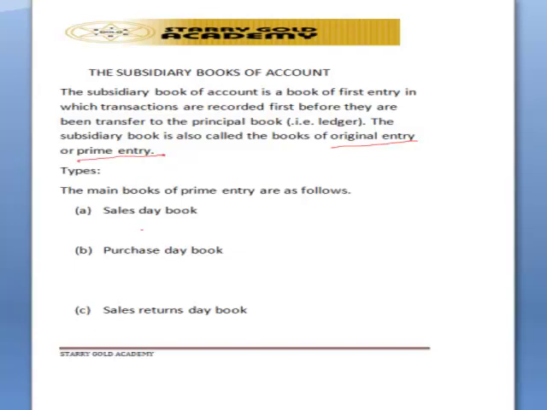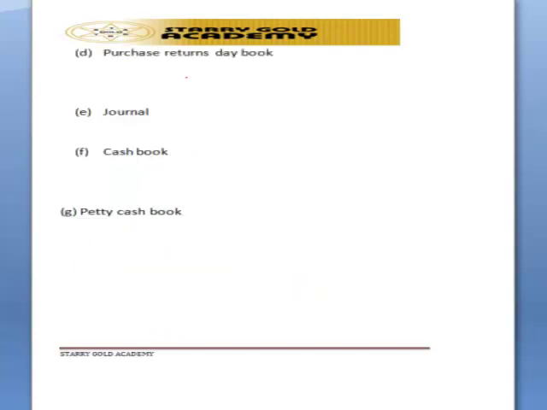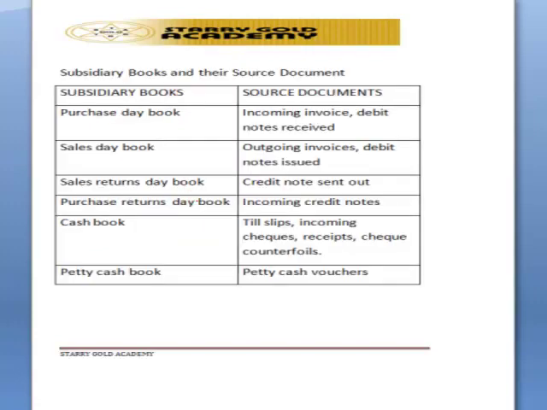What are they? They are the sales day book, purchases day book, sales return day book, purchases returns day book, journals, cash book, and finally petty cash book. These are the books of what? Books of original entry or prime entry, or what we call the subsidiary books of accounts. Now let's look at them in a tabular form.